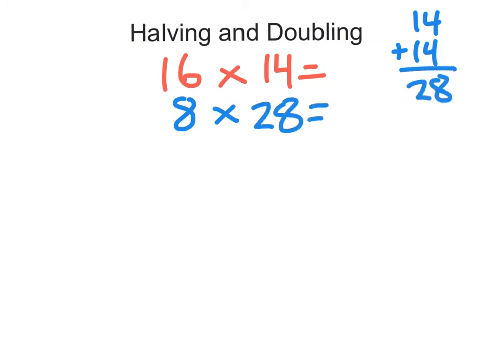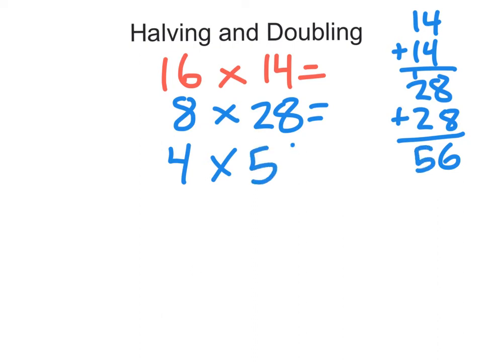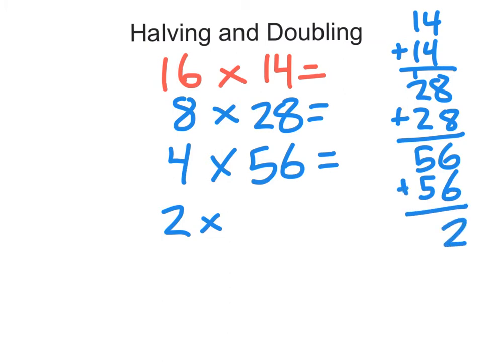Okay. Now, I don't know what 8 times 28 is at all. So you know what I'm going to do? I'm going to halve and double again. So I'm going to cut 8 in half, and I'm going to double 28. And if I'm not sure, let's do some margin work. All right, 4 times 56. You know what? I'm not sure what 4 times 56 is, so I can halve and double again. Half of 4 is 2, and if I double 56, I get 112.